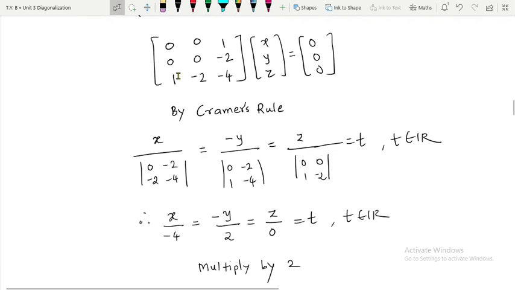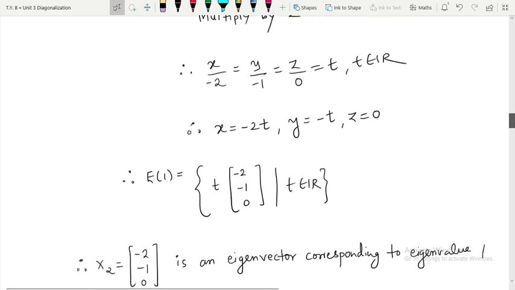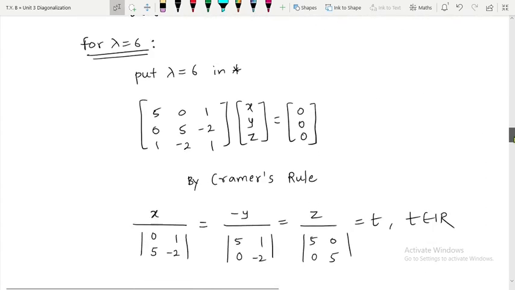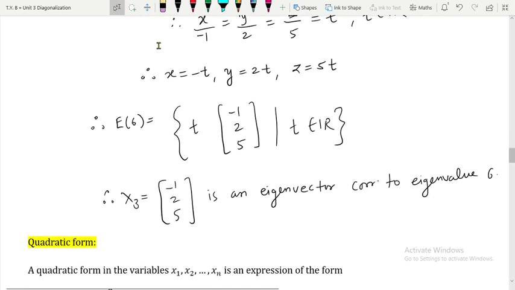Now just note one thing: for lambda equal to 1, I came across one interesting thing while using Cramer's rule. We cannot use the first row and second row for Cramer's rule in this case, because both rows are linearly dependent; if you multiply the first row by minus 2 you will get the second row. So it should be used for either the first and third row or the second and third row. Over here I have used the second and third row to find the eigenvector, and you can see that I got my eigenvector to be minus 2, minus 1 and 0. Similarly for lambda equal to 6, I went for the calculations and I got my eigenvector to be minus 1, 2 and 5. This is routine work that we already know.